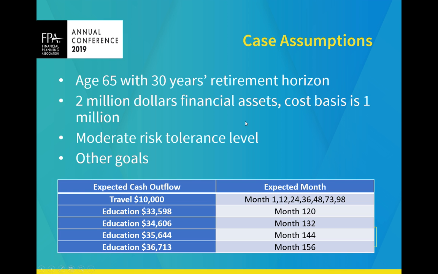So this is a client age 65 with a 30-year retirement horizon. We assume they have $2 million in financial assets. We implement a cost basis of $1 million so that tax can be considered. We also assume they have a moderate risk tolerance level and some other goals.